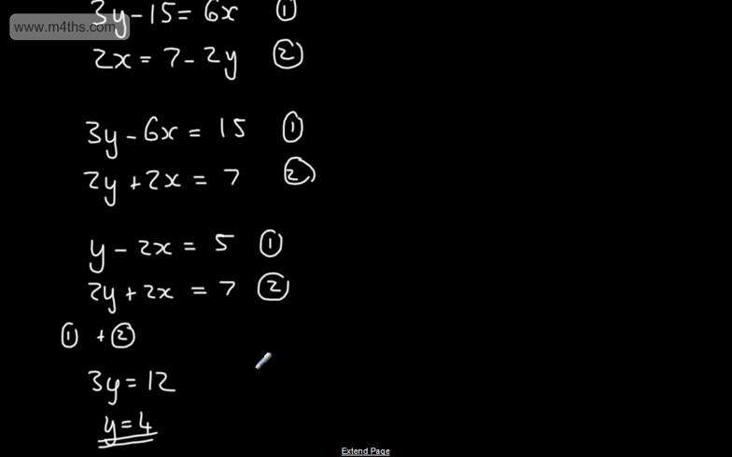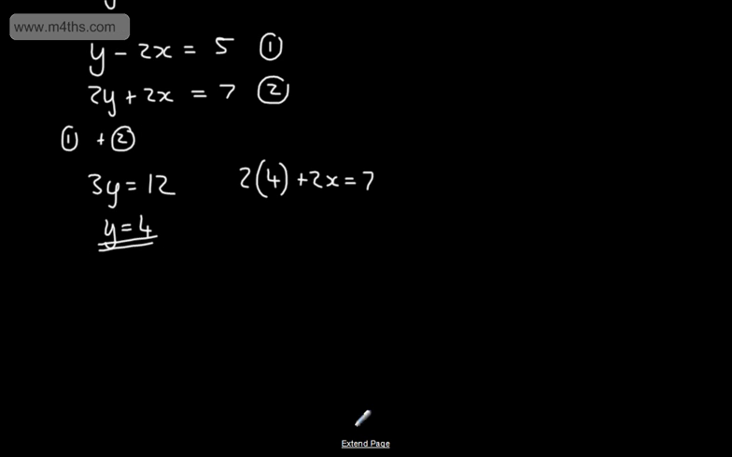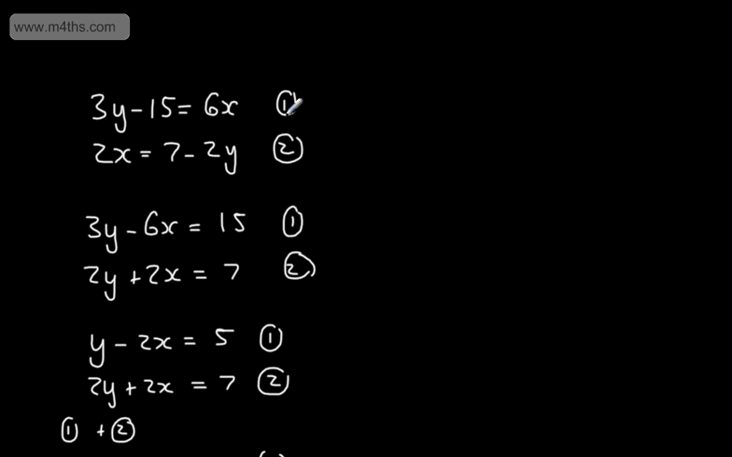Substituting back in, I'll put it into any one of these. I'll put it into equation 2. 2 lots of y, which is 2 lots of 4, plus 2x is going to be equal to 7. So we can say that 8 plus 2x is equal to 7. Subtracting 8 from both sides, 2x is equal to negative 1 and x is equal to negative 1/2. Just check that they work in both equations. y is equal to 4, x is equal to negative 1/2.